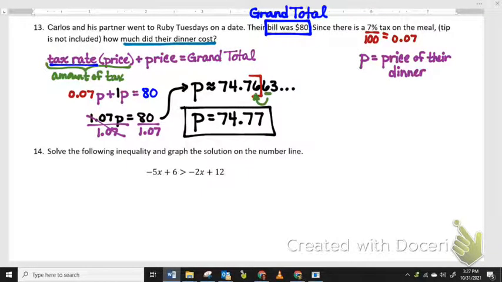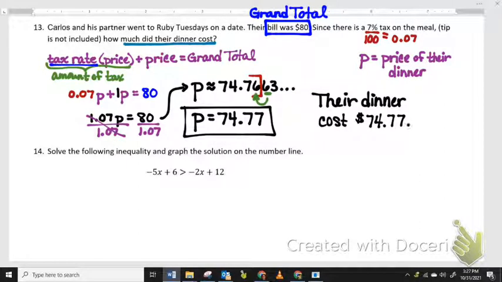One more time, though, they gave me words, which means I need to answer back in a complete sentence. So I would say their dinner cost, and this would be the menu price of all their food and drinks added together, $74.77. There we go.